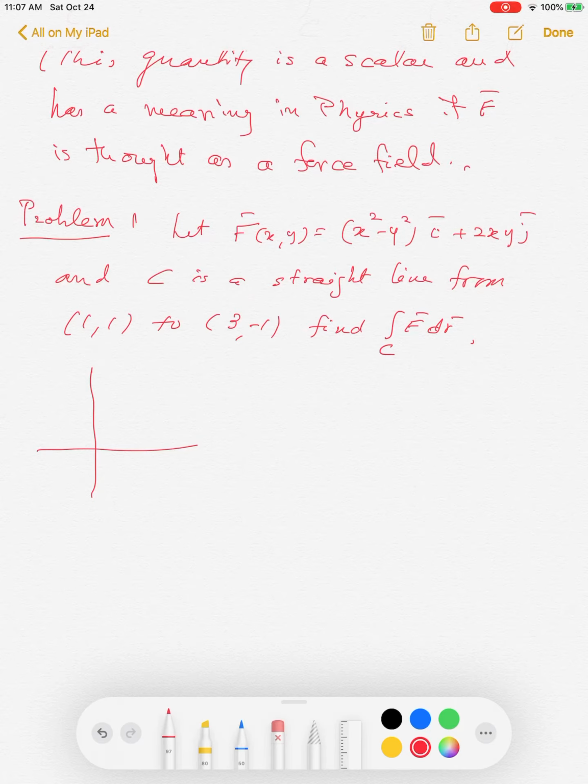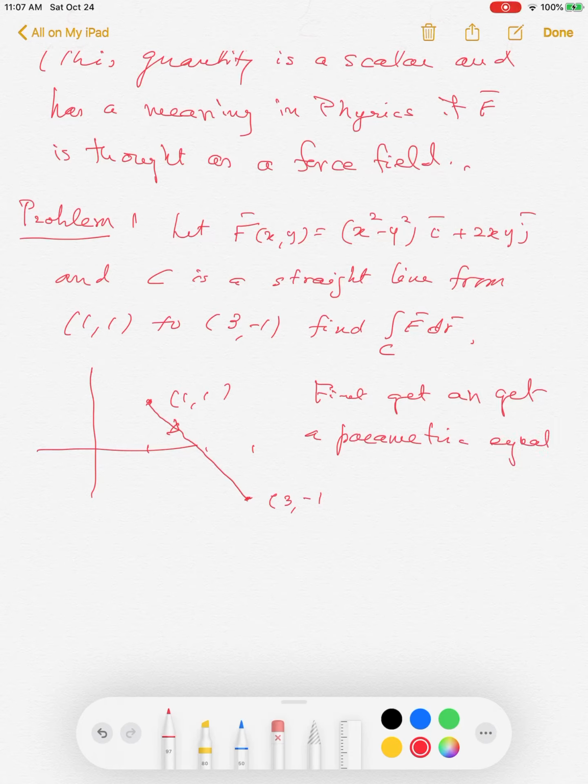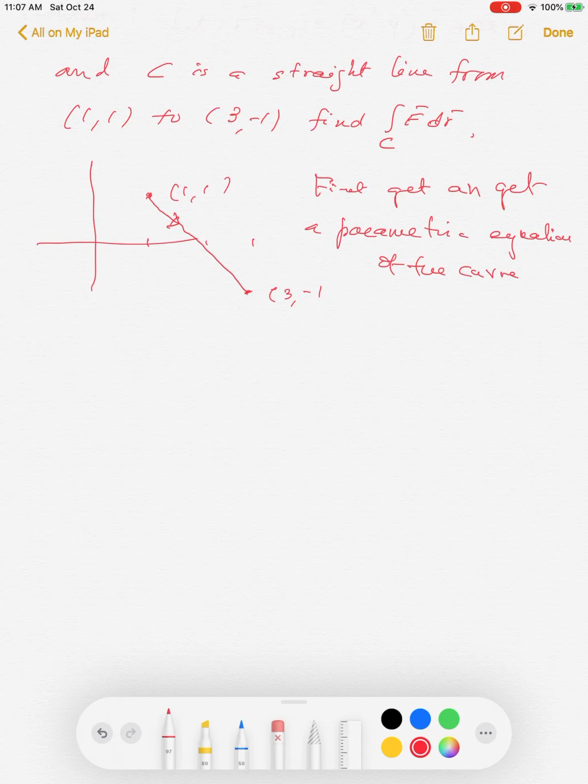That's where I'm using this notation. So you have to find this line integral. So let's see what's happening. You have a curve joining (1, 1) to (3, minus 1). That's this point, isn't it? This is your curve going that way. As we will see, this integral will depend on the direction in which you traverse the curve. So first thing is to get an equation for C, an equation in the parametric form. You have done the parametric equation of a curve in pre-calc.